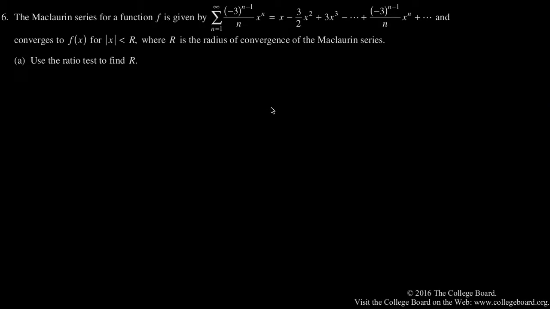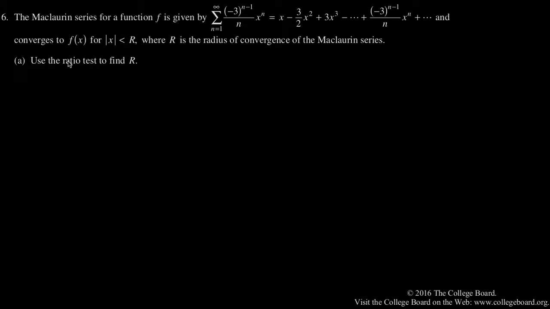2015 BC Calculus, question 6, part A. So we're given a Maclaurin series as the sum from n goes from 1 to infinity of (-3)^(n-1)/n times x^n. And they also expand it out for us just in case you can't put in 1, 2, 3, etc.